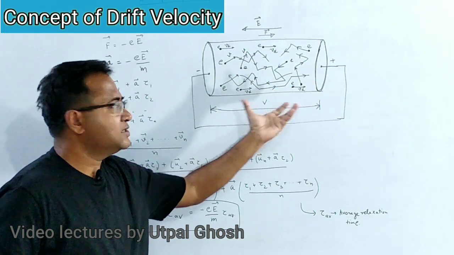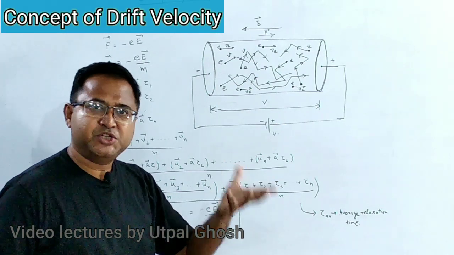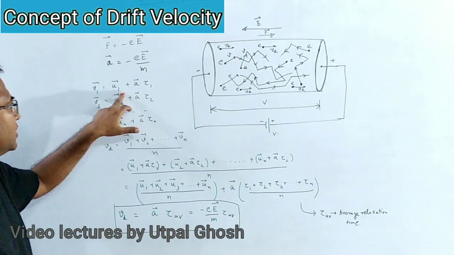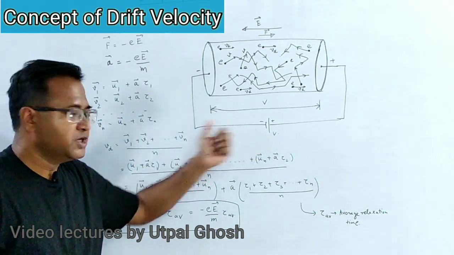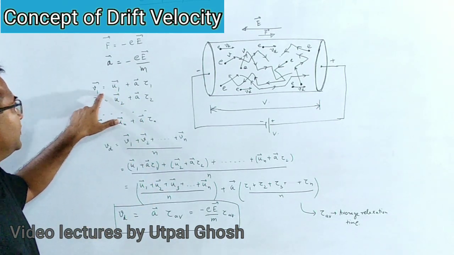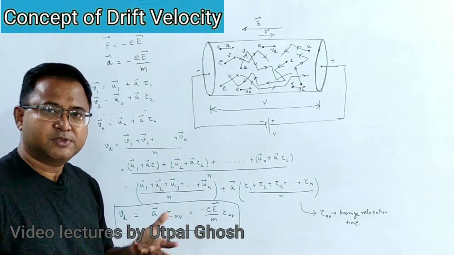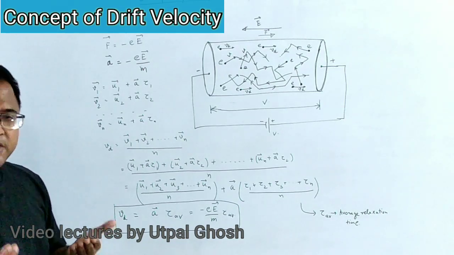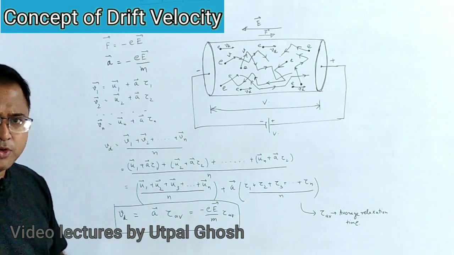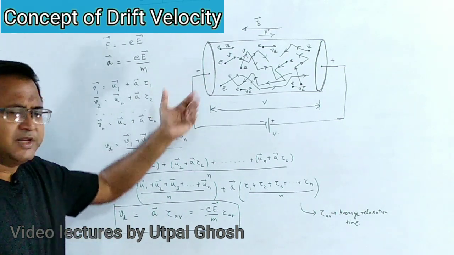And since before application of the voltage, electrons are moving randomly, they have an initial velocity. So let us consider the initial velocity of the first electron to be u1. On application of the potential difference, the electrons will be accelerated, so the final velocity v1 is equal to u1 plus a tau 1, where tau 1 is the time. This time is called relaxation time, meaning the time the electron will move before colliding with another molecule, and this time is not constant for all the electrons.